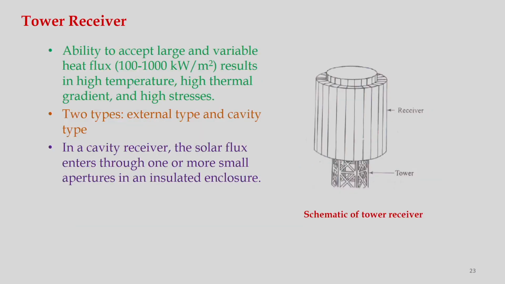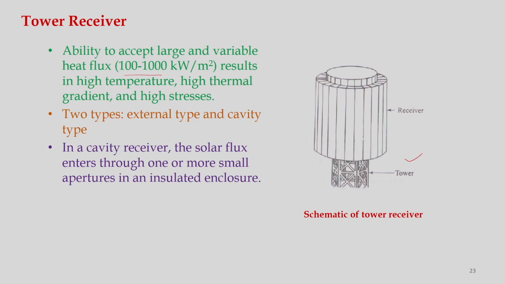If we talk about the receiver, which is a very important component of a central power receiver system, it has the ability to accept large variable heat flux. It must be able to accept heat flux in the range of 100 to 1000 kilowatt per meter square, which results in high temperature, high thermal gradient and high stresses. You can see the receiver systems. There are many configurations of this kind of absorber. Normally, there are two types, external type and cavity type.